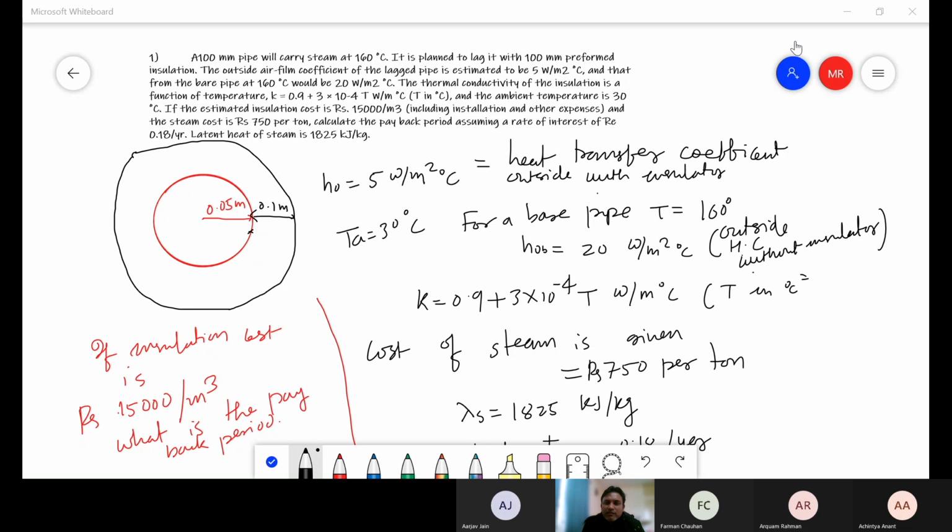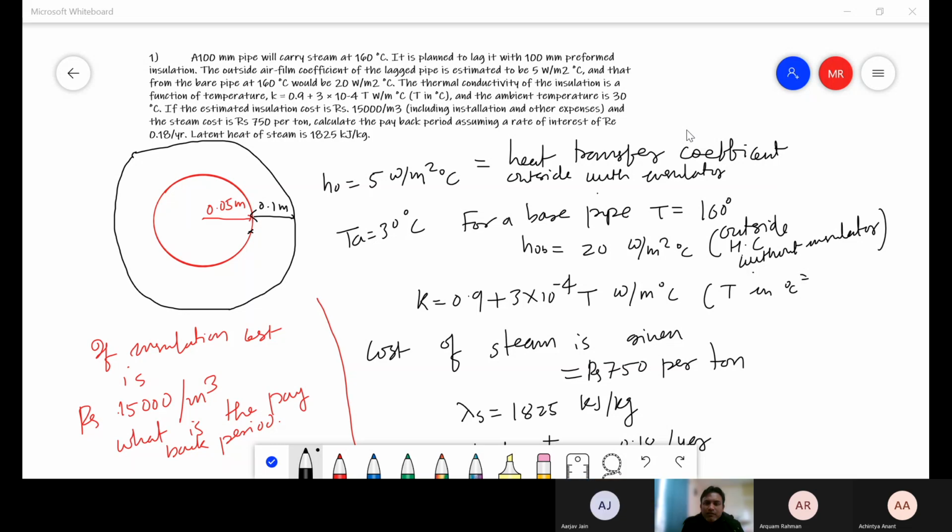Okay, so can we stop here? Is there any question? Sir, I wanted just one last question. If the Biot number is not less than 0.1, then we can't apply that equation. Yes. Then in that case, we have to use the generalized heat transfer for sphere. Correct. Yes. Okay.